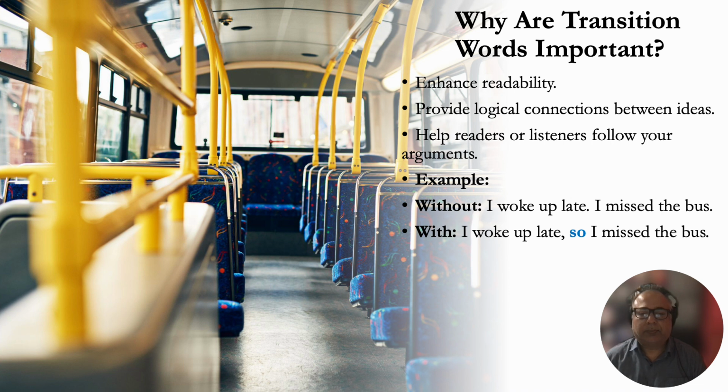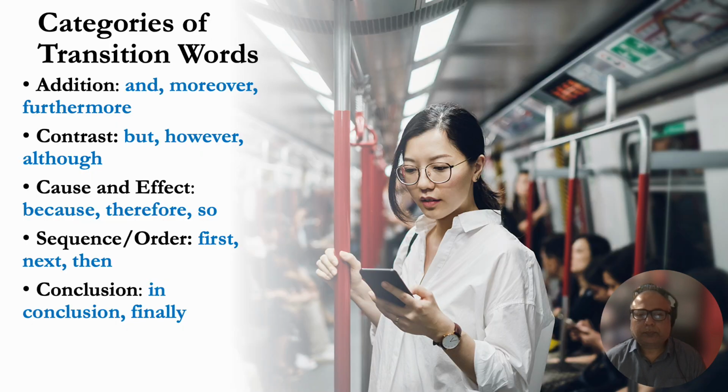Let's look at an example. I woke up late, period. I missed the bus. Okay, so the two sentences do not quite flow smoothly, do they? We will use a transition word and see the difference it makes. I woke up late, comma, so I missed the bus. So as a result of waking up late, I couldn't catch the bus. I missed the bus. Okay.